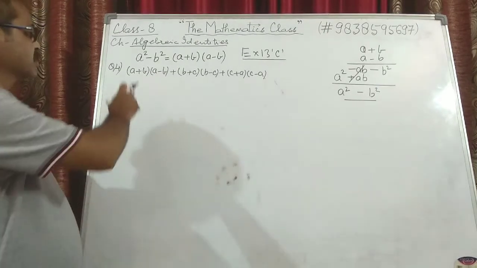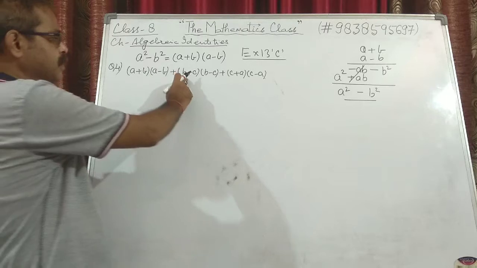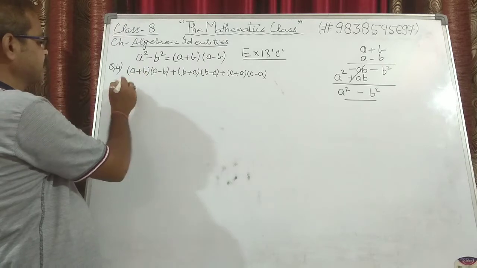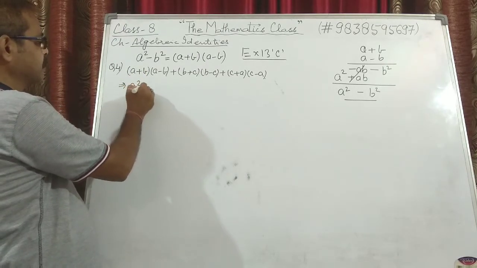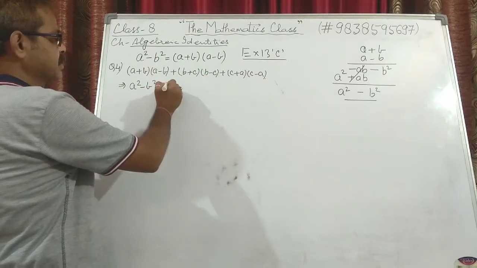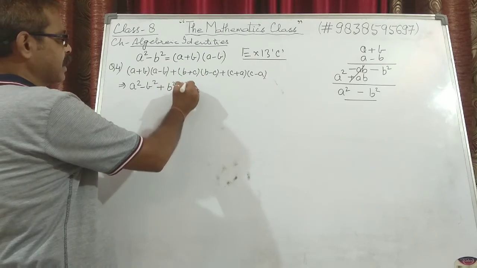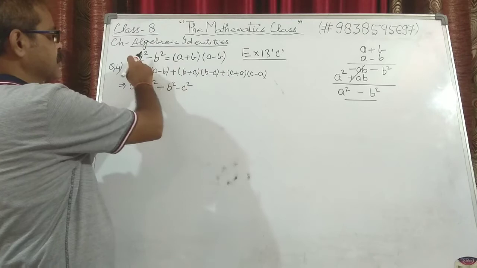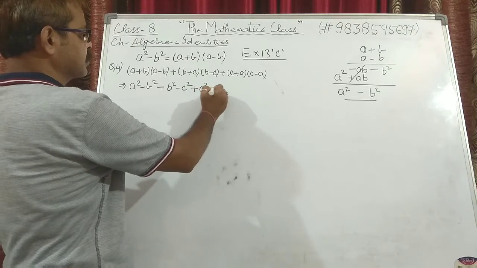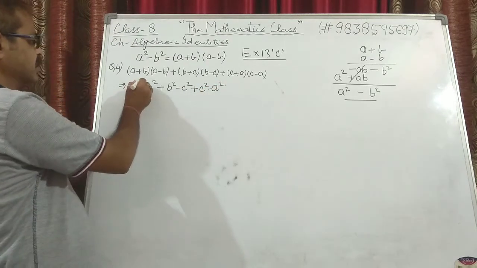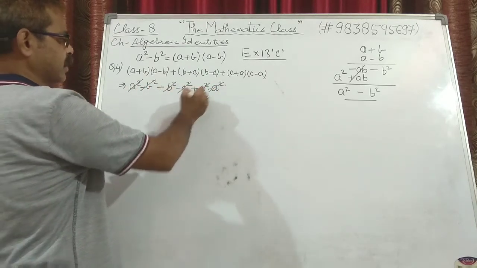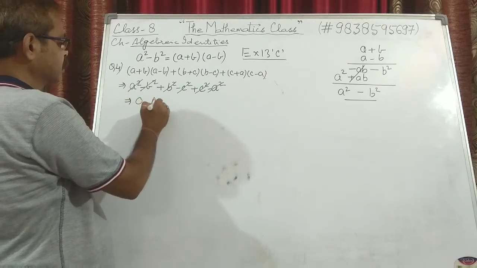Now question number 4 is simplify a plus b into a minus b, plus b plus c into b minus c, plus c plus a into c minus a. We know a plus b into a minus b is a square minus b square according to the given identity, plus b plus c and b minus c will again be written as b square minus c square, plus c plus a into c minus a can also be written as c square minus a square. Now plus a square minus a square cancelled, minus b square plus b square cancelled, minus c square plus c square cancelled. Everything cancelled, final value is 0.